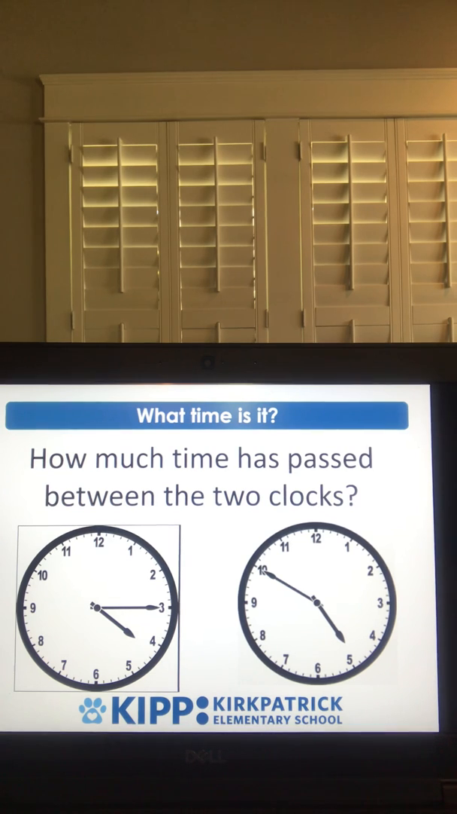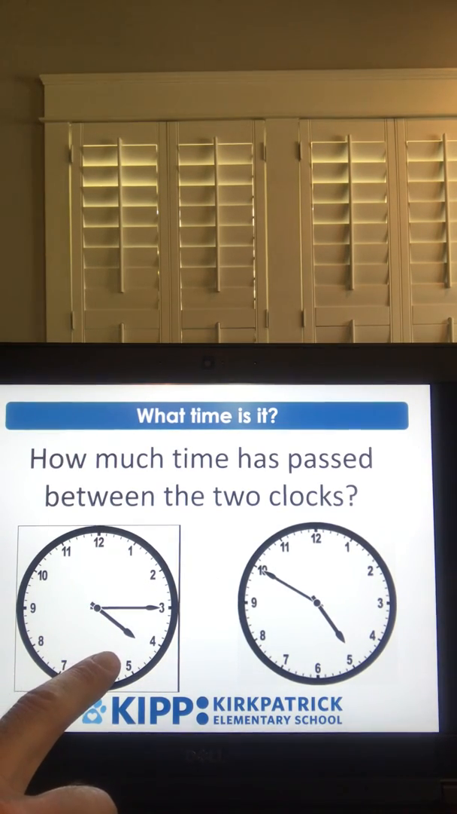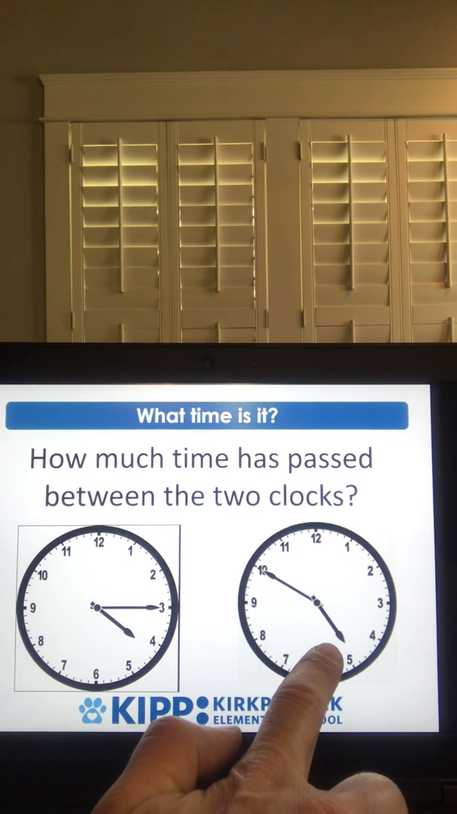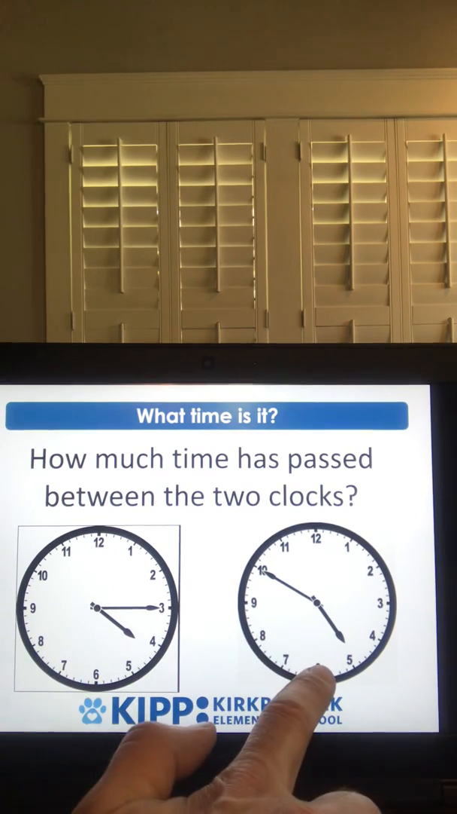It says, how much time has passed between the 2 clocks? So to solve this problem, you're going to want to look at the first clock, figure out what time it is, then look at the second clock and figure out what time it is, and think about how much time has passed between the first clock and the second clock.